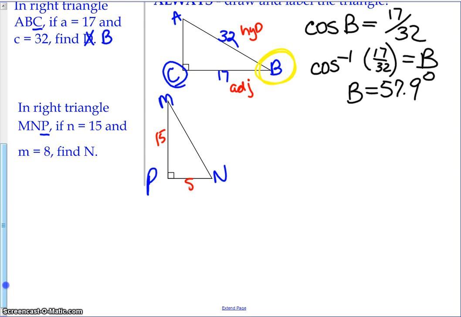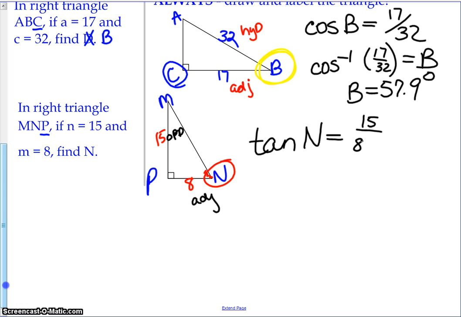M equals 8, and we need to find angle N in here. We need to say, what is this angle measure? For angle N, the 15 is the opposite, and the 8 is the adjacent. So opposite and adjacent is tangent. The tangent of N equals opposite 15 over adjacent 8.